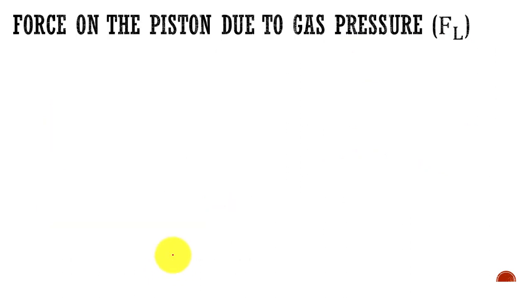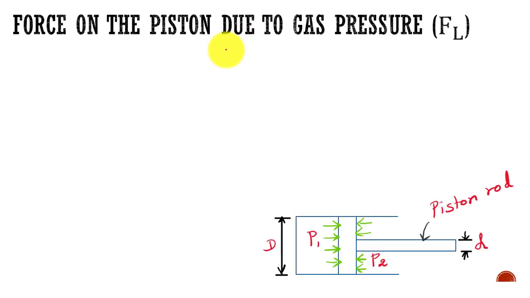Now we will discuss how to find the force on the piston due to gas pressure. During the power stroke, I told you the gas pressure is going to be acting on the piston. That is the driving force as far as the piston is concerned. So we need to convert that pressure into load in order to find the piston effort.